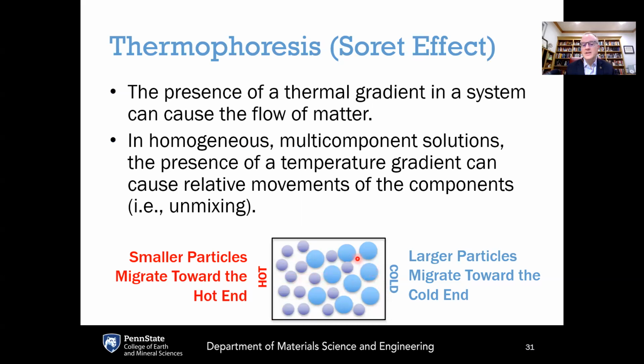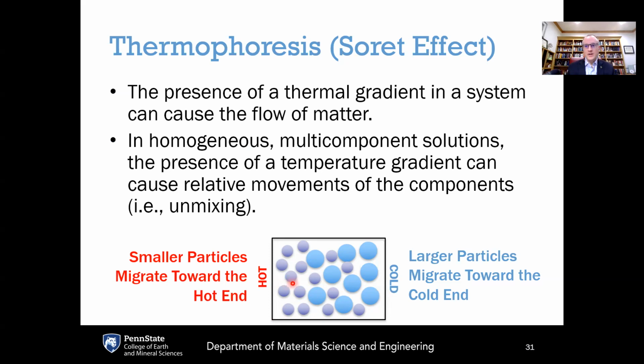So it can cause the initially chemically homogeneous system to become unmixed, where the larger particles tend to congregate towards the colder end, and the smaller particles tend to migrate towards the hotter end of the system. The reason that this occurs is, of course, at the higher temperature side. The higher temperature means that the particles are moving with a higher velocity. That means that they're hitting each other with greater momentum.